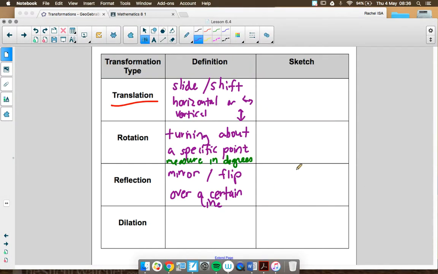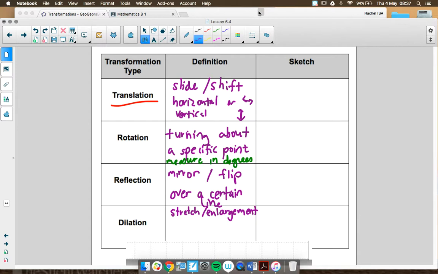So go ahead and sketch a reflection here as well. And then a dilation is something we're not going to actually practice today, but I will give you the definition so you know what it is. A dilation is a stretch or an enlargement. Right? A stretch or making it bigger.